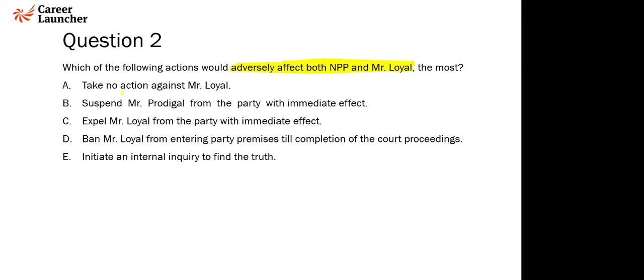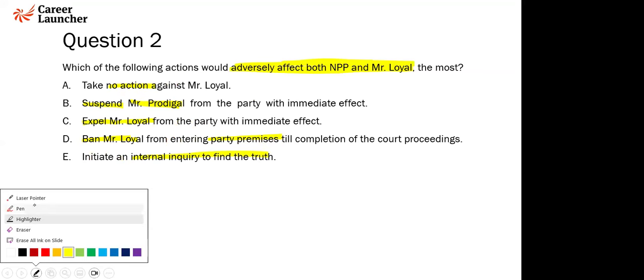Okay. A, take no action against Mr. Loyal. B, suspend Mr. Prodigal from the party with immediate effect. C, expel Mr. Loyal from the party with immediate effect. D, ban Mr. Loyal from entering the party premises till completion of the court proceedings. E, initiate an internal inquiry also.